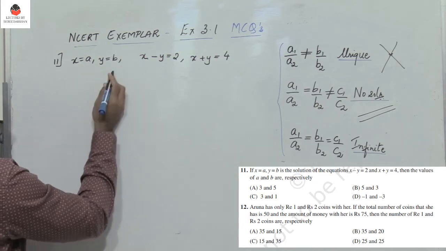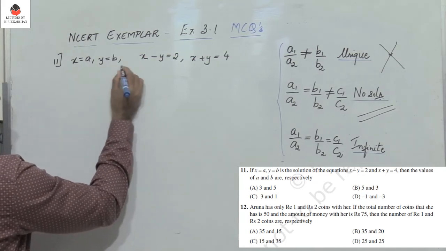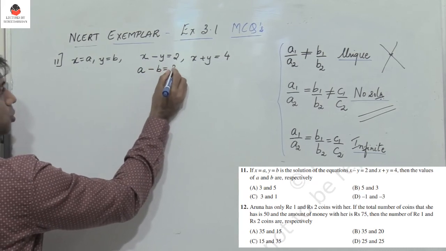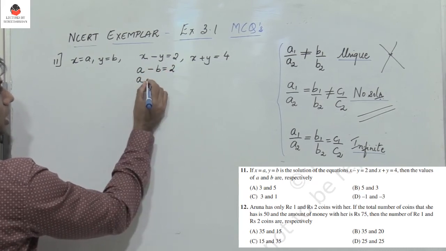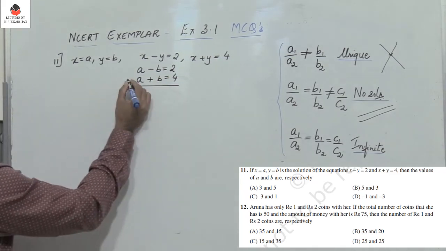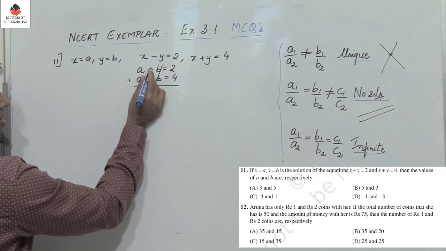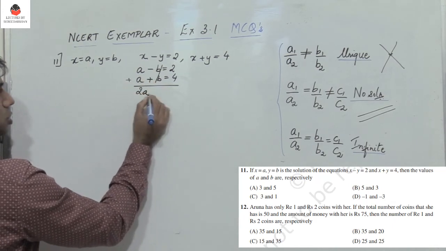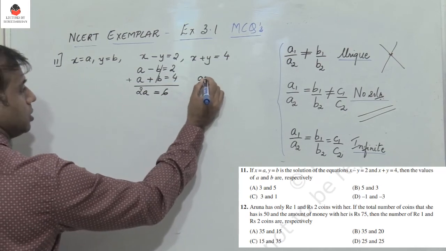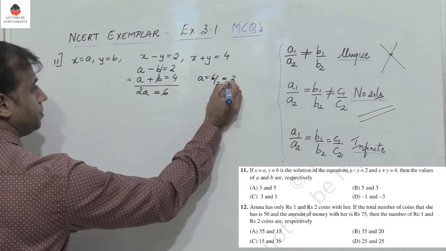So you need to find the value of A and B. In place of x, I put A. In place of y, I'll put B. So A minus B equals 2. And here again, you have A plus B equals 4. So I have two equations. Let me add them. B gets cancelled, minus B and plus B. So I get 2A equals 6. So A equals 6 by 2, which is 3.